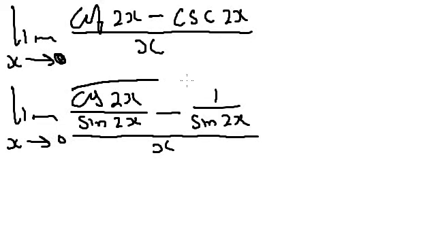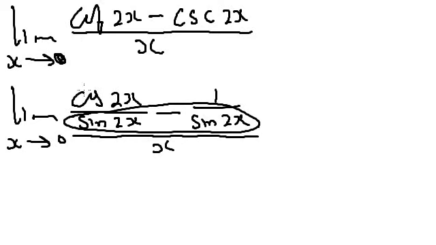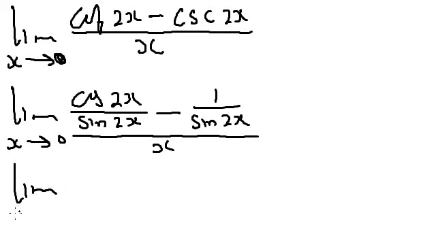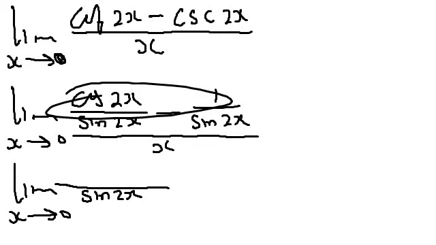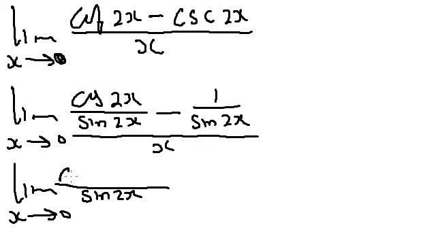So let's deal with the numerator. Let's combine it to a single fraction. Since sine 2x is common, this can turn out to be the LCM. So we have the limit as x approaches 0 of, okay, sine 2x is the LCM. So what will now be the numerator? Well, since they have the same LCM, the numerator will just be the difference between what we have seen. So that will be cosine 2x minus 1.